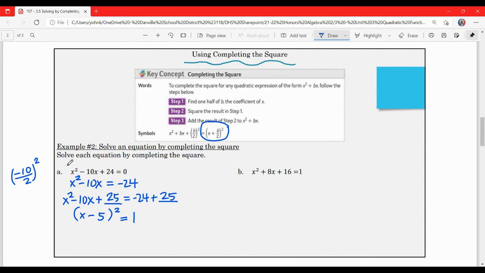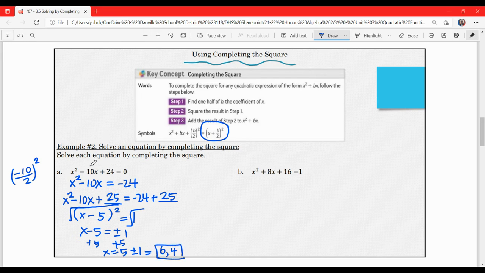So we have taken an equation that is not a perfect square trinomial, and we have made it into an equation with a perfect square trinomial. Now I need to get inside to get to the x, so I'm going to square root both sides. So that gives me x minus 5 equals plus or minus 1. I'm going to add 5 to both sides. So x equals 5 plus or minus 1. So that gives me 5 plus 1, which is 6, and 5 minus 1, which is 4.